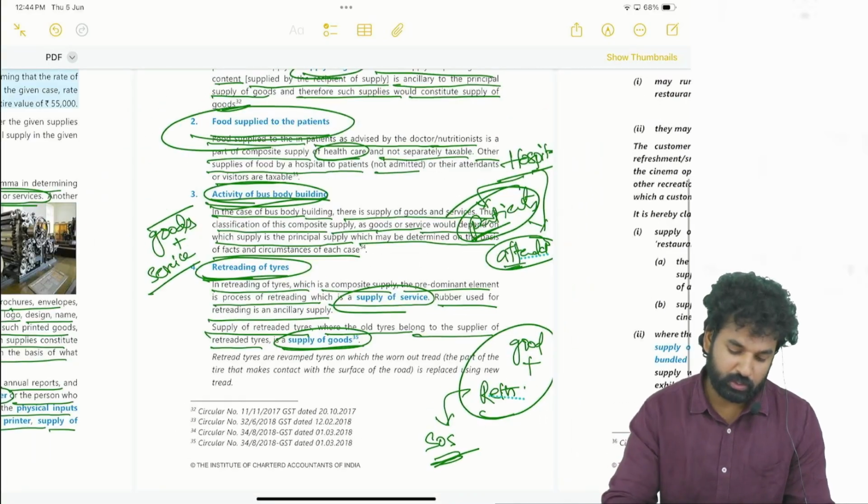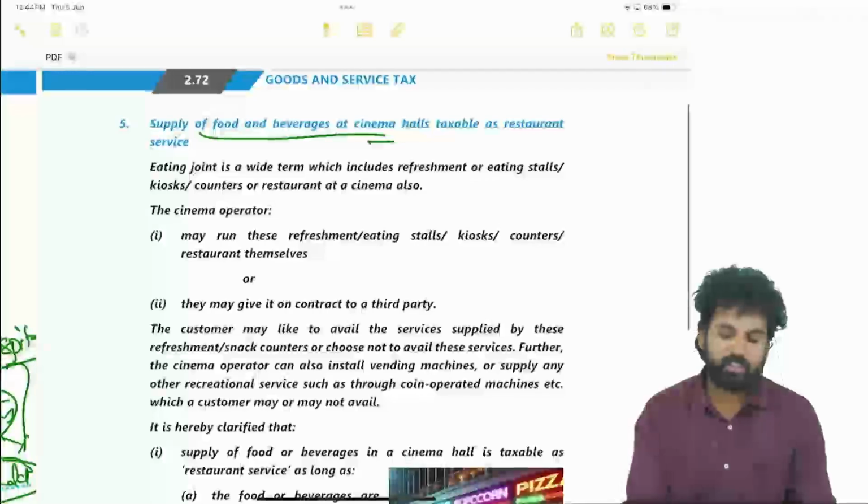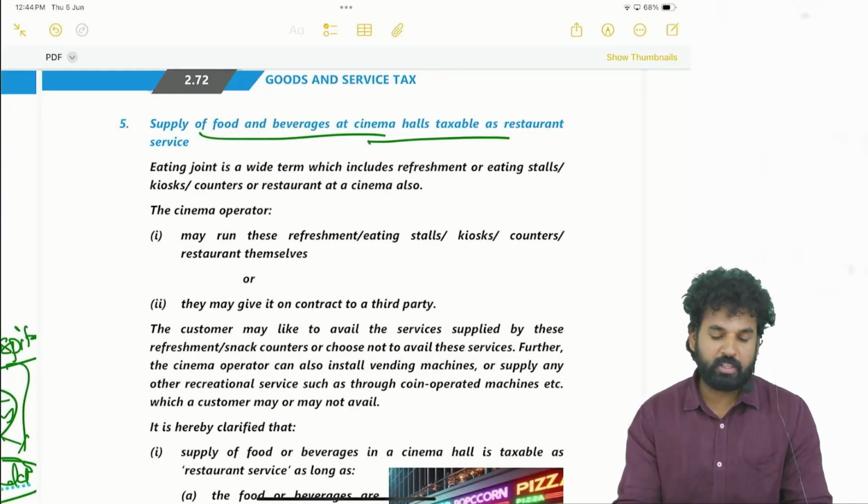Okay. So this is with respect to rethreading of goods. Next, supply of food and beverage at cinema halls, taxable as a restaurant service.